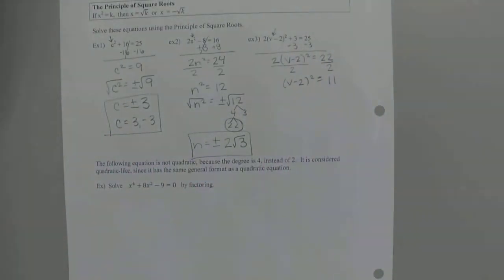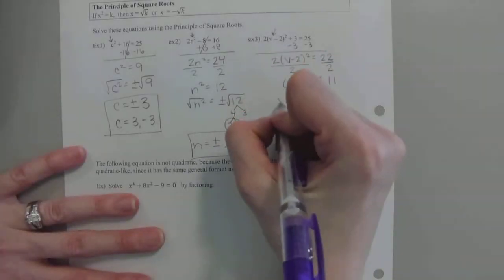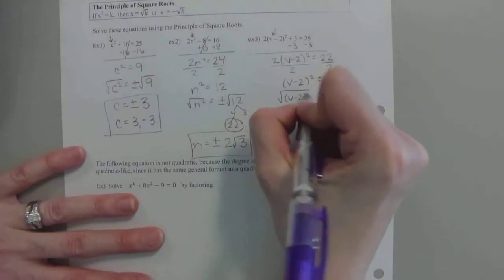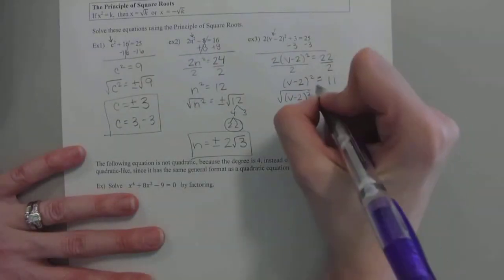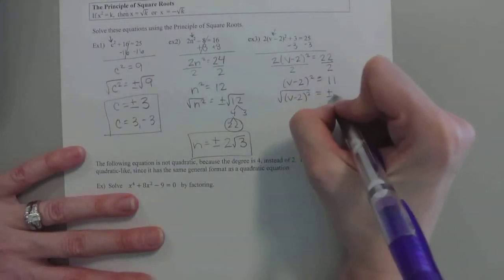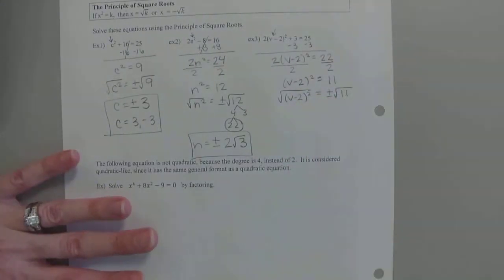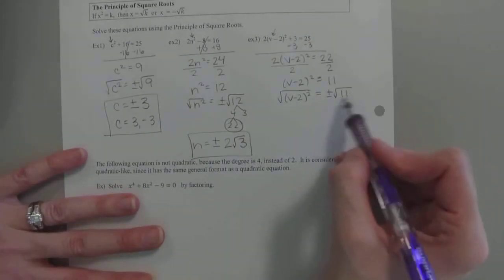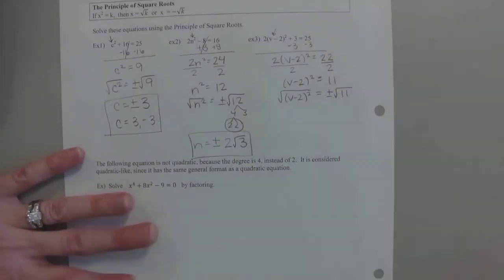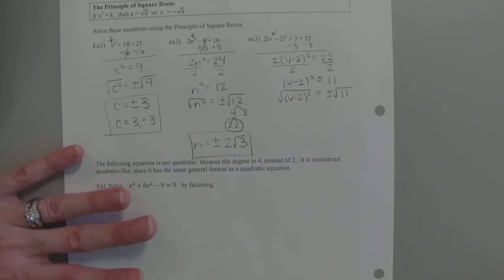What's my next move? Divide by 2. I know it looks weird, but we're going to divide by 2. So we get v minus 2, the quantity squared, equals 11. Okay? So we want to get v out, but where is he located right now? Still inside of a square. So how do you undo a square? You take the square root. So we're going to take the square root of the entire left-hand side. V minus 2, the quantity squared, is going to go under the square root.